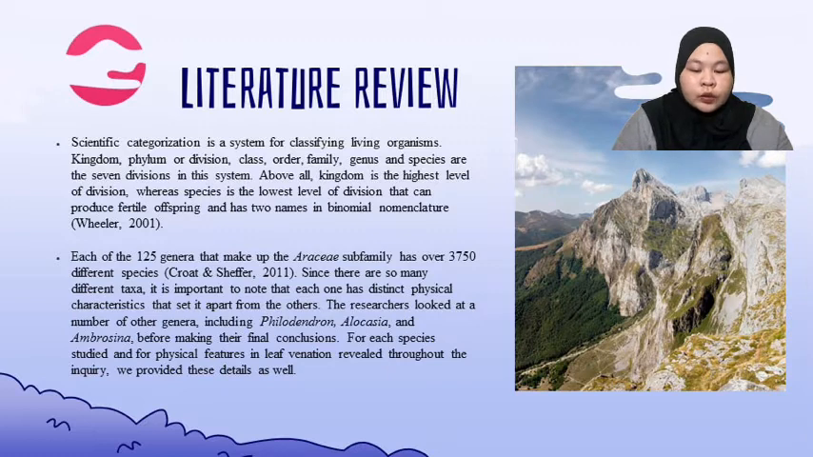Each of the 125 genera that make up the Araceae family has over 3,750 different species. Since there are so many different taxa, it is important to take note that each one has a distinct physical characteristic that sets it apart from the others. The research looked at a number of other genera, including Philodendron, Alocasia, and Aglaonema, before making their final conclusions. For each species studied and for physical features in leaf venations revealed throughout the inquiry, we provide this detail as well in this final year project.